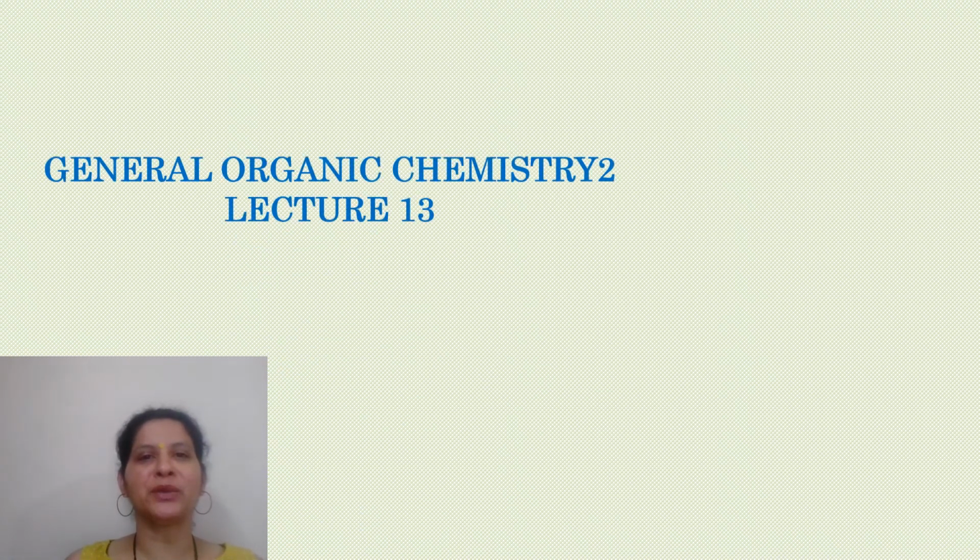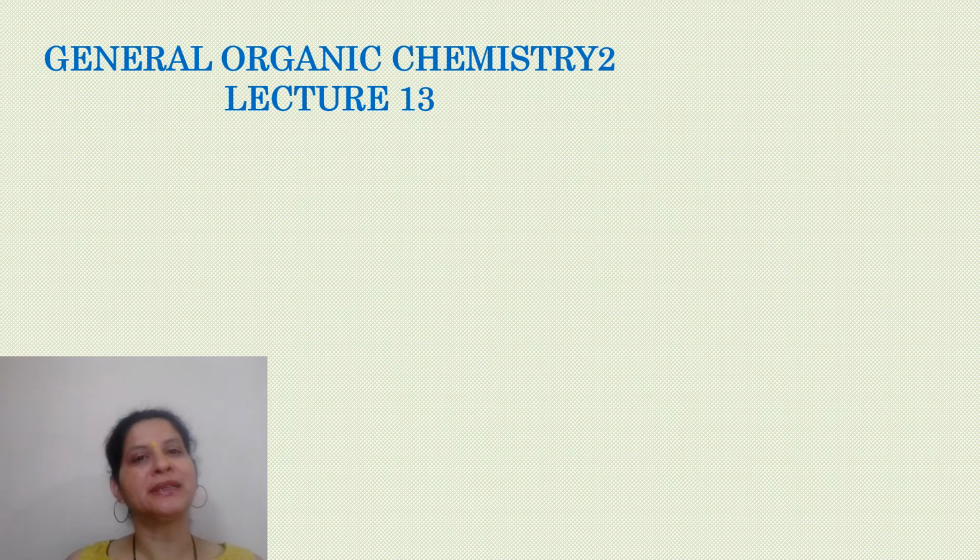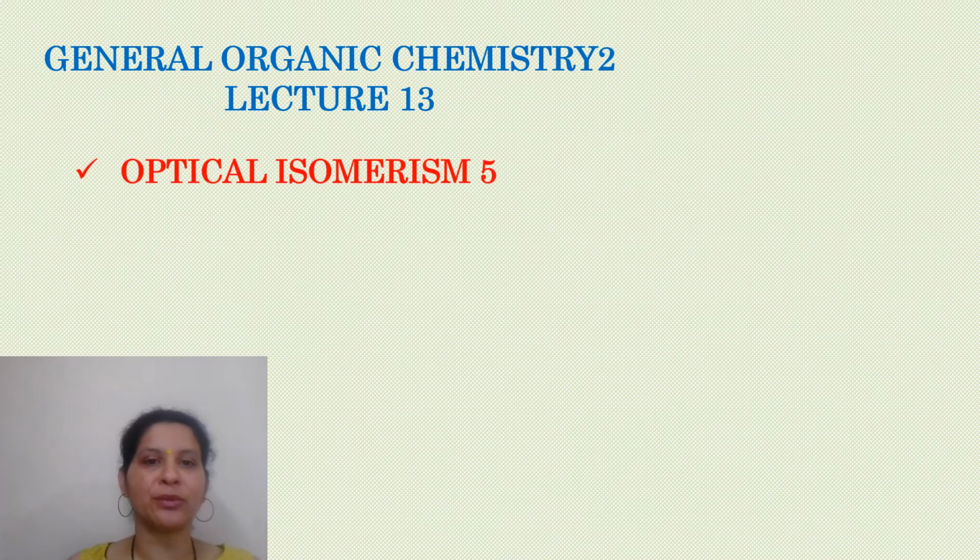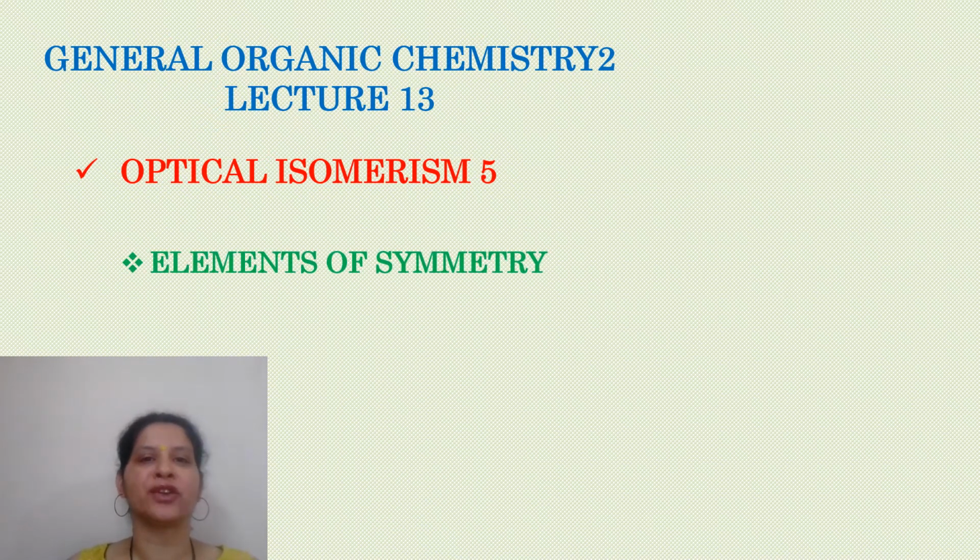Today we are going to begin with GOC Part 2, lecture number 30. In Part 1 of the course, we have had a detailed discussion on the nomenclature of organic compounds, and in Part 2 we are discussing isomerism. In isomerism, the topic that we are discussing currently is optical isomerism, and we are on lecture number 5. Now, in the last lecture, we started the discussion on elements of symmetry.